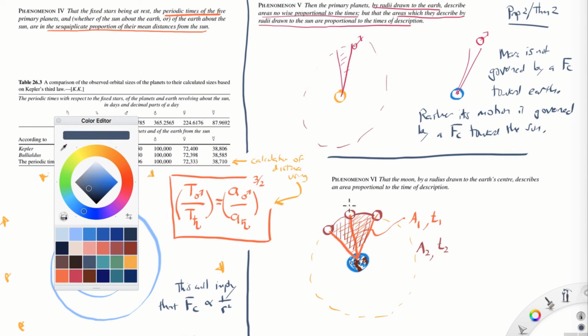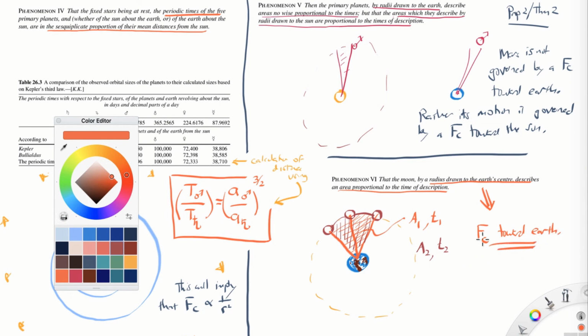So the moon, by a radius drawn to the Earth's center, describes an area proportional to the time of description. And again, the main point is that this is going to imply that there is a centripetal force acting on the moon toward the Earth. That's the main point that he's making here.